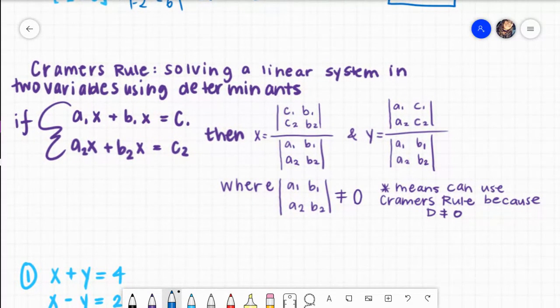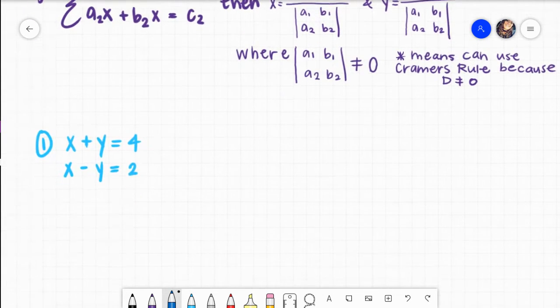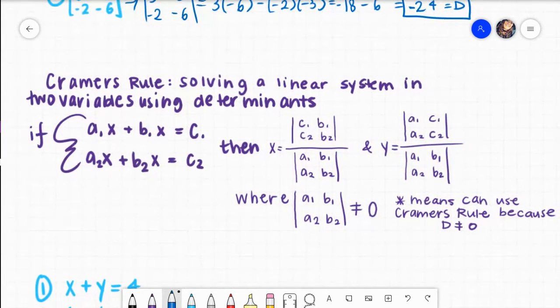Okay, here we go. Let's go ahead and define Cramer's rule. We use Cramer's rule whenever we're solving a linear system in 2 variables, and we do this using determinants. So if you look right here on the left, it says a sub 1 times x plus b sub 1 times x equals c sub 1, that should be y, because obviously x, y variables.